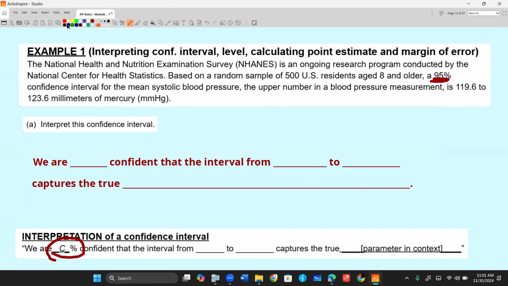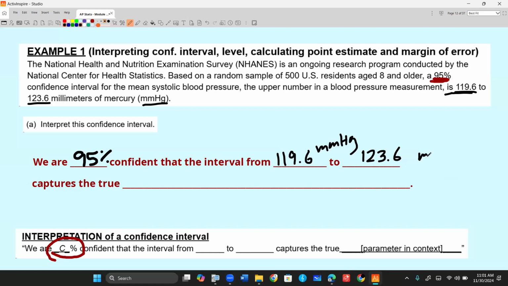So what we're going to do on the interpretation is you're going to write this down. We are blank percent confident. We're going to write 95% that the interval from. Now, as far as getting those intervals, we're going to look at the numbers here. Our low point of our interval is going to be 119.6. Now we want to put a unit on there, so it's going to be mmHg. So I'll squeeze that over here. And then our high end of your interval is 123.6. And again, mmHg, millimeters of mercury.